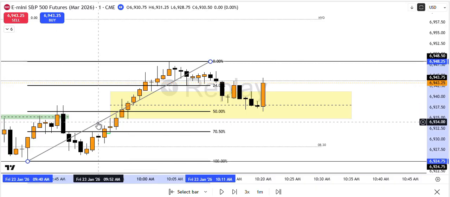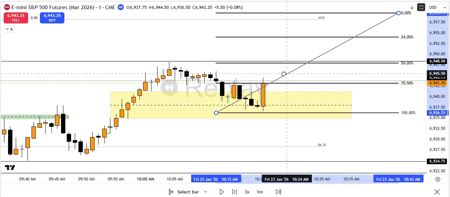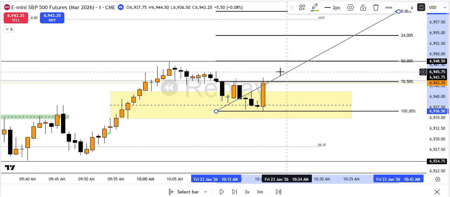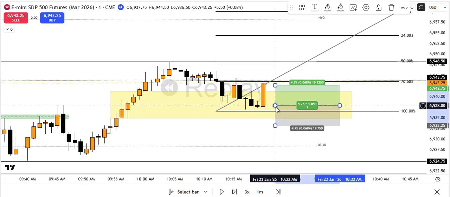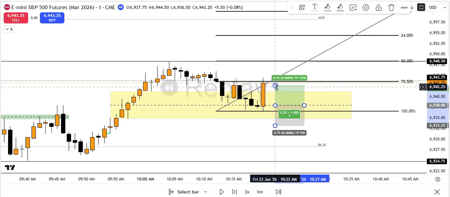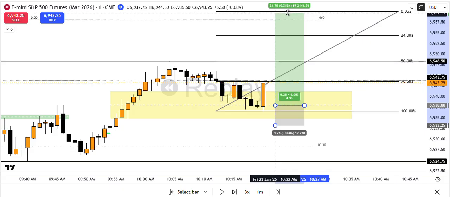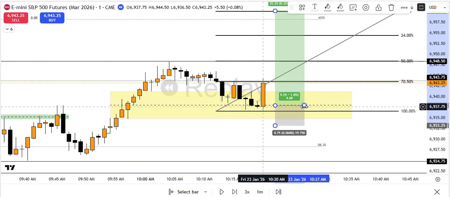So first, we've got our move. We just measure it there. Now we can get a long position, and we are targeting 100%. So it's a measured move.